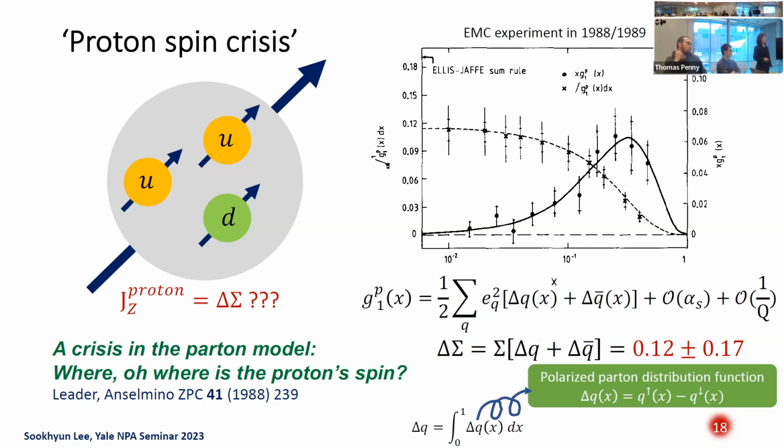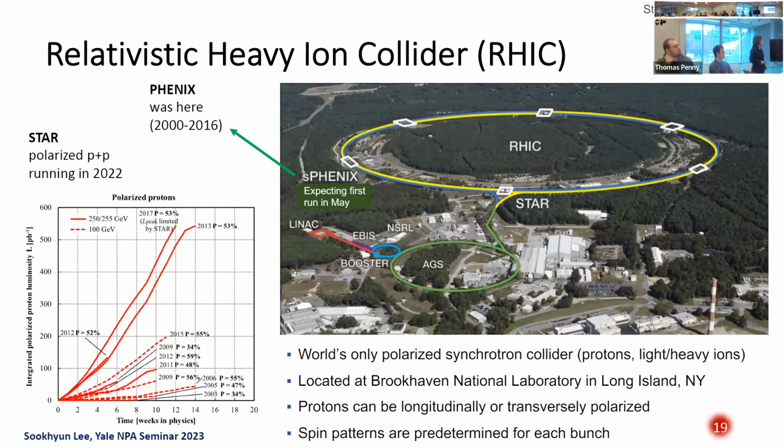So this really shocked the community, and there was a famous paper proclaiming a crisis in the proton spin. So people started looking elsewhere, in particular the Relativistic Heavy Ion Collider. RHIC is the world's only polarized synchrotron collider, with the capability of accelerating protons to light and heavy ions, located in Brookhaven, Long Island, New York. The protons can be polarized longitudinally as well as transversely. That actually led to the success of the spin program for the collider.